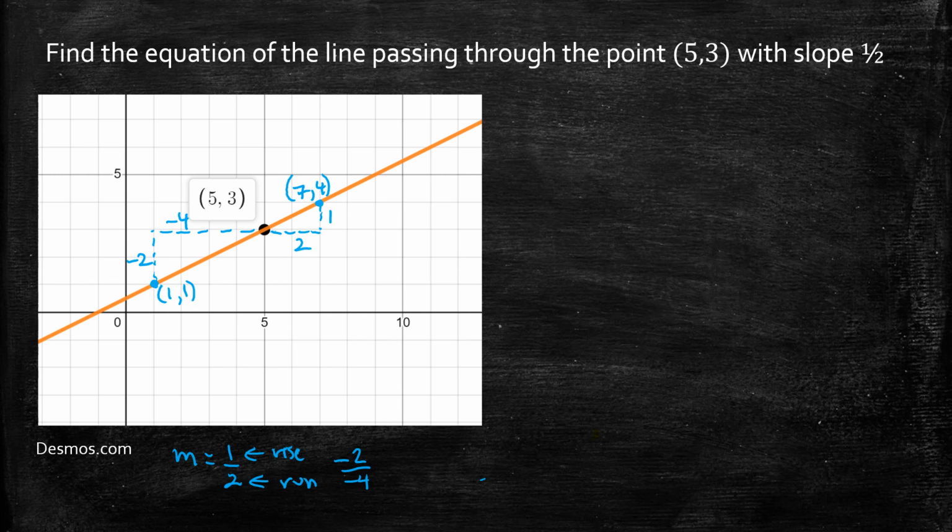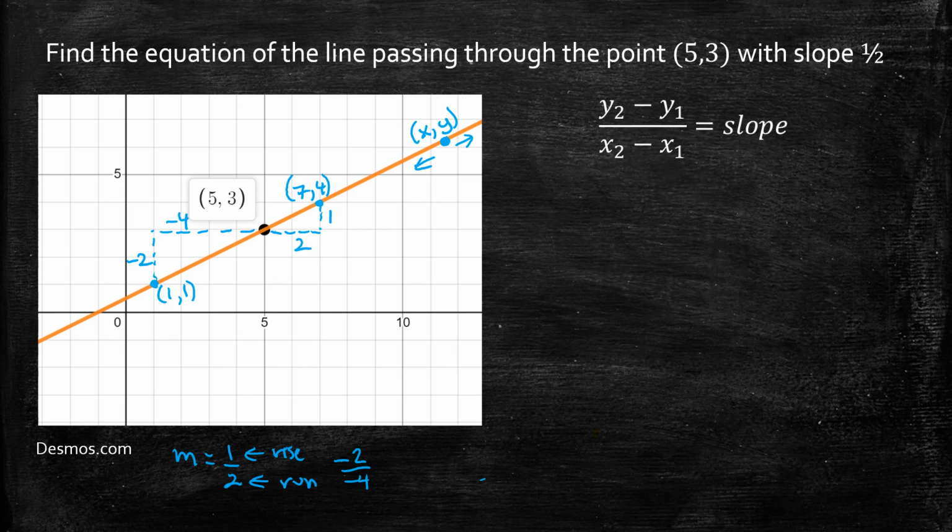And what if we were curious, for the point with x coordinate 100, what the y coordinate is on this line? So instead, what we're going to do is create a generic point (x, y). And this point (x, y) is allowed to move up and down the line as long as it maintains a slope of 1/2 with the point (5, 3).